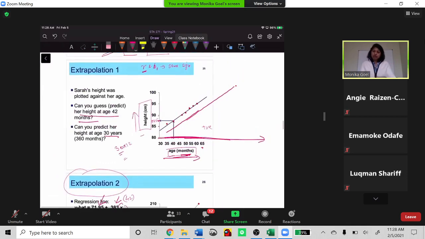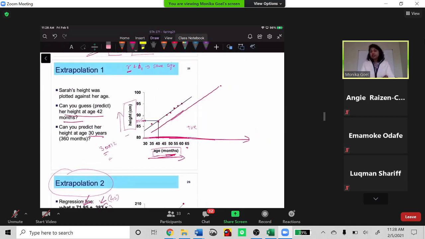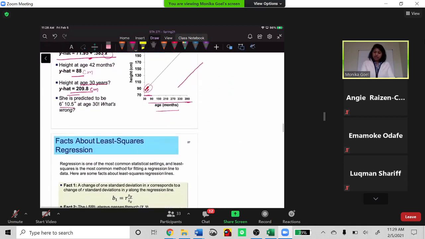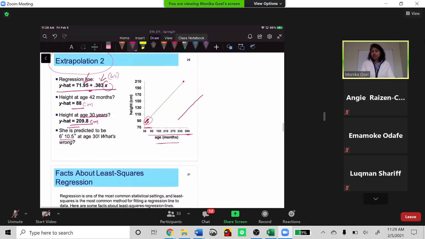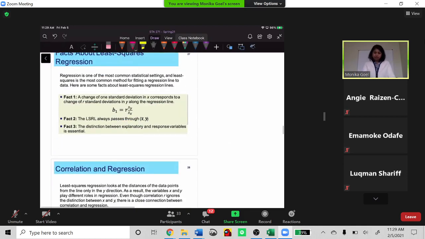So when we do predictions, it's not necessary that all the time we have correct predictions. Our predictions will suffer from a few things, and one of them is extrapolation. So extrapolation gives us fake results or not correct results. So when you work with prediction, make sure that your prediction does not suffer from extrapolation. That's one thing. We will talk about more things later also.